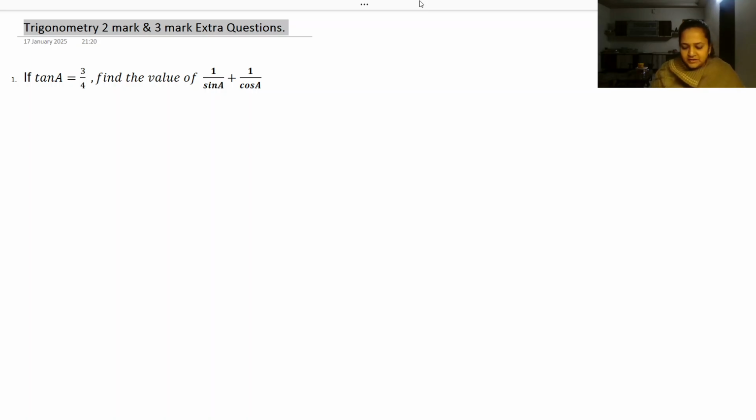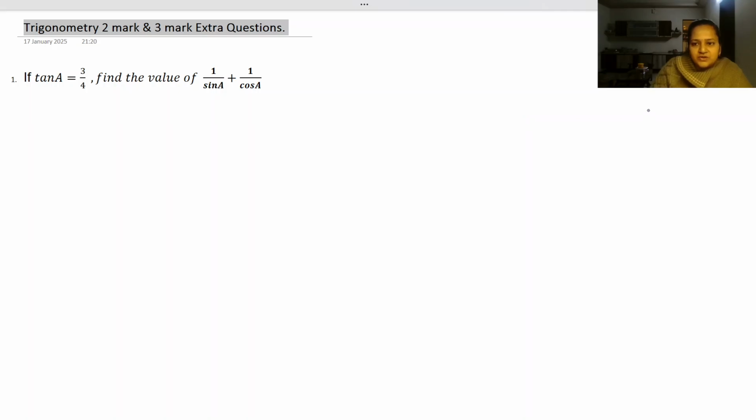Looking at the first question: if tan A is 3 upon 4, we have to find the value of 1 upon sin A plus 1 upon cos A. We already know this type of question. We've done this from the textbook, from the first exercise of trigonometry.